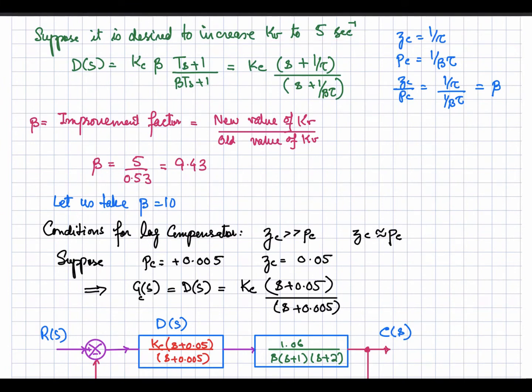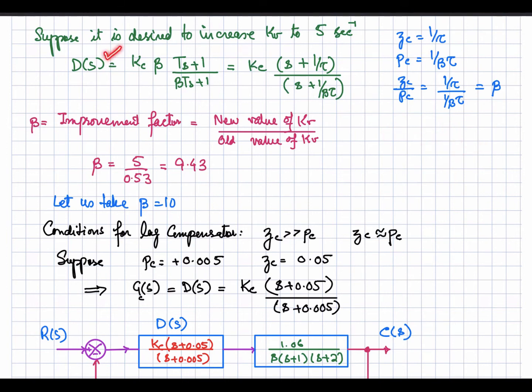Now let's suppose that we want to increase this kV to 5 per second, because if we increase kV, we know that the steady state error for the unit ramp input is equal to 1 by kV, right? So if we increase this kV, definitely the steady state error will be reduced.